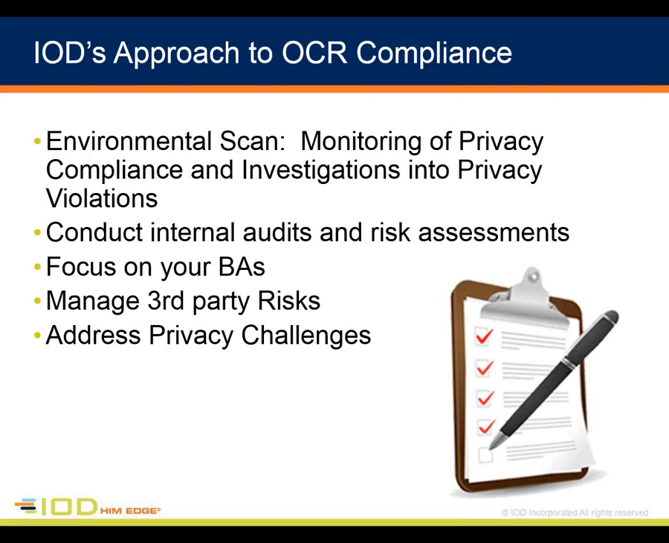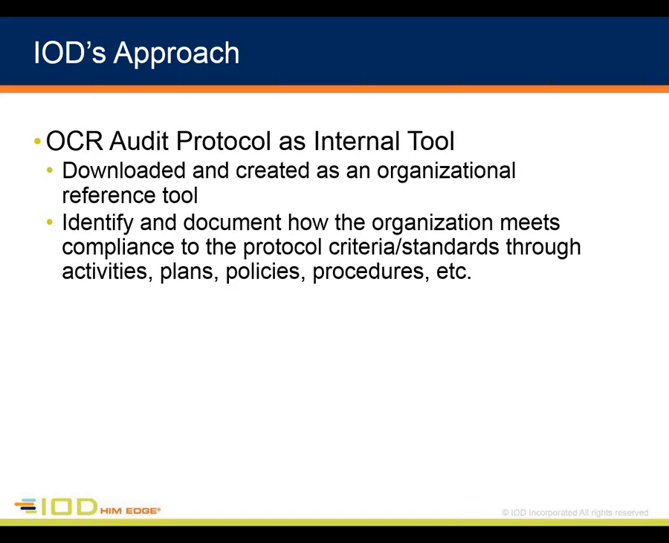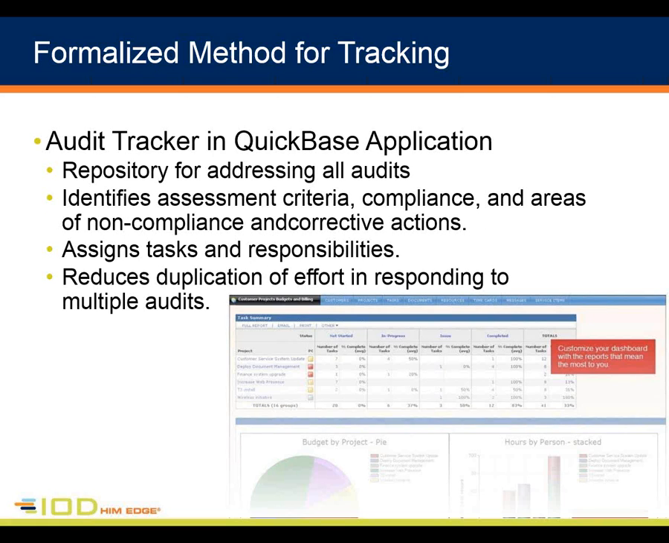Again, we've taken the OCR audit protocol, we've looked at the NIST 800, and we use that as an internal tool. We downloaded those 167 criteria and created an organizational reference tool for ourselves. We identified and documented how our organization meets compliance to those protocol criteria through activities, educational trainings, policies and procedures, et cetera. But another approach that could be a more formalized method for tracking is to go with software. Audit Tracker is a commonly used software out there in the industry that's a Quick Base application. It is a recommended security audit repository, which has been incredibly helpful in not only managing current audits, but also in integrating and prioritizing past audit results.